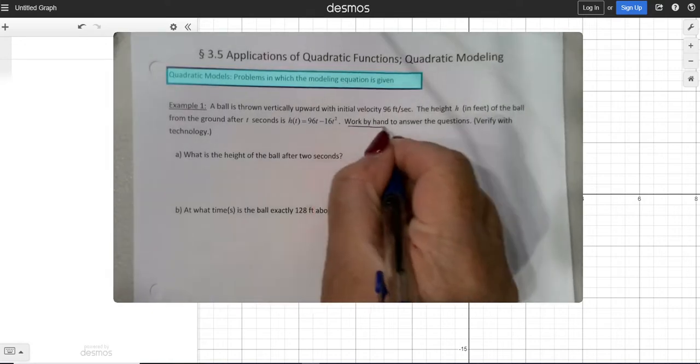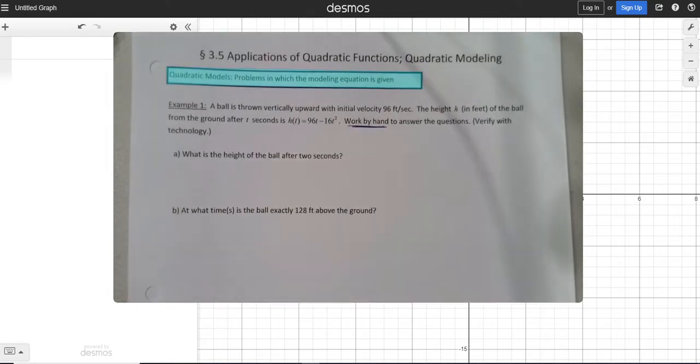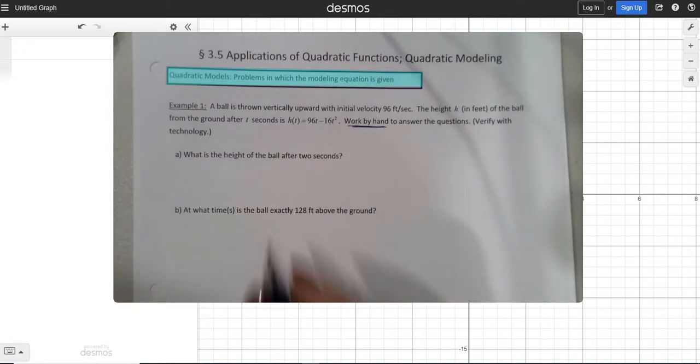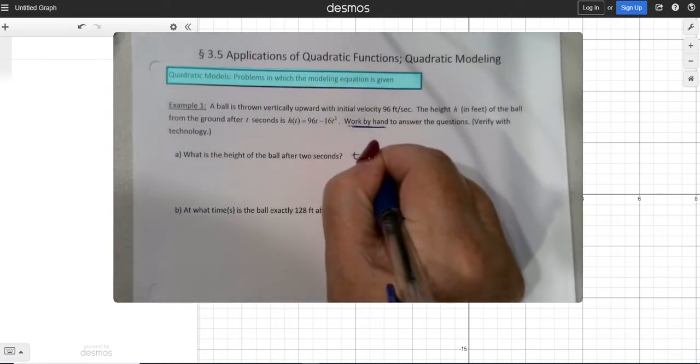This problem we're going to do by hand, and then we'll do the next one with technology just to compare the techniques. We could verify this one with technology as well, but we'll at least work through it by hand first. So the first thing we'd like to know is what is the height of the ball after 2 seconds? Since t is the number of seconds, essentially we're being told here that t is 2.